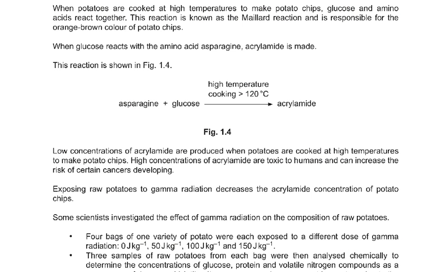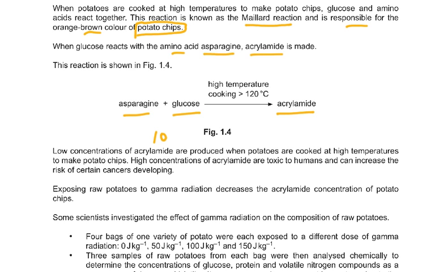When potatoes are cooked at high temperatures to make potato chips, glucose and amino acids react together. This reaction is known as the Maillard reaction and is responsible for the orange-brown color of potato chips. When glucose reacts with amino acid asparagine, acrylamide is made. So asparagine plus glucose, high temperature cooking at more than 120 degrees Celsius results in acrylamide. The reaction is shown in figure 1.1.